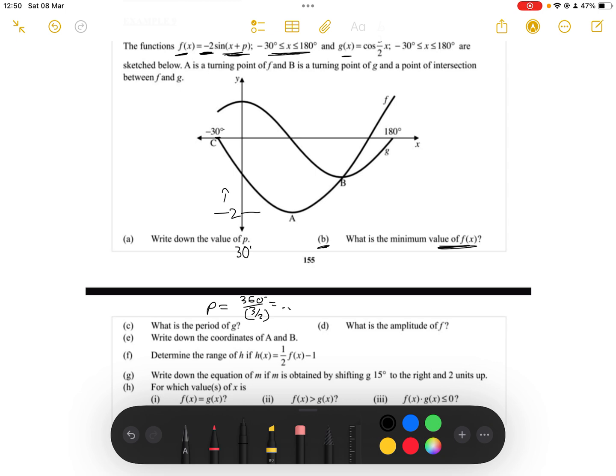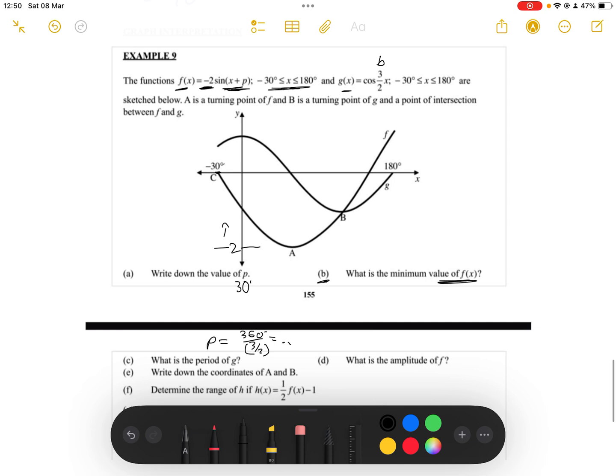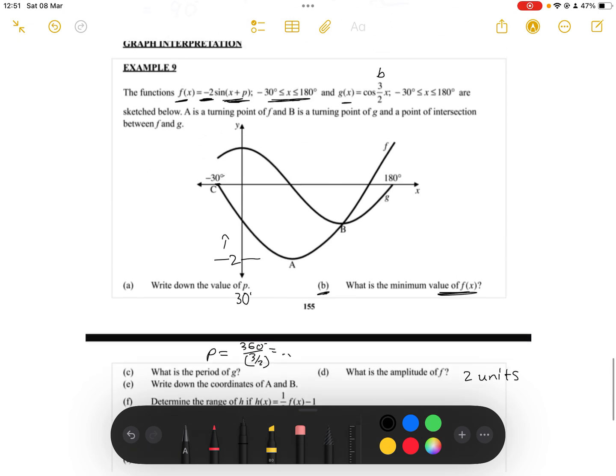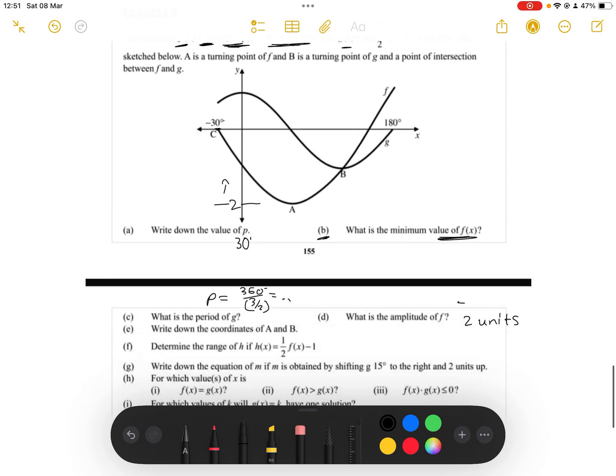So what is the amplitude of F? The amplitude of F, simple, it's gonna be 2 units. It's a distance, positive number. They tricked you here, they want you to believe that you're gonna put -2. If you put -2, you are wrong. It's not -2. You are wrong, absolutely wrong. But the answer is 2 units, because it's a distance, positive distance.